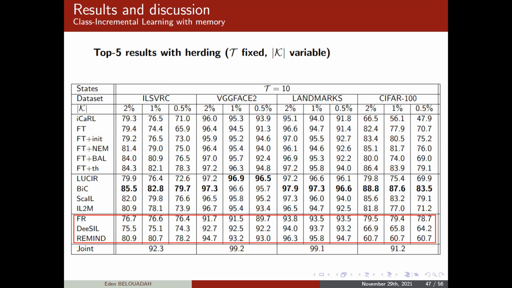The fixed representation based methods perform worse in this configuration because the memory helps compensate the catastrophic forgetting, compared to when we freeze the network across the states. Finally, the gap with joint training is large, and it means that more effort should be made in class incremental learning in order to improve the results.